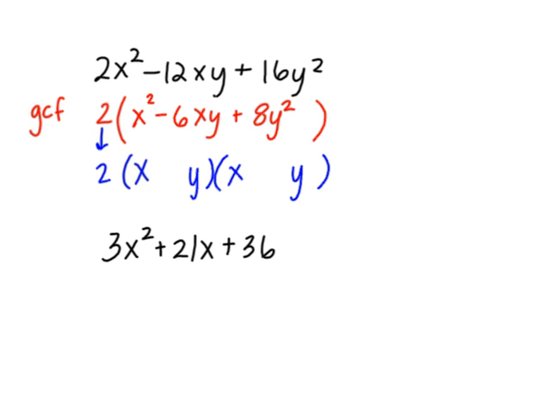My factors of 8 that add to give me 6 are 2 and 4. I know my signs are the same because it ends with a plus, and the negative in front tells me they're both negative. So my answer is 2 times x minus 2y times x minus 4y.